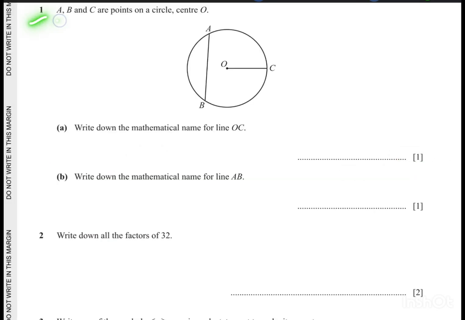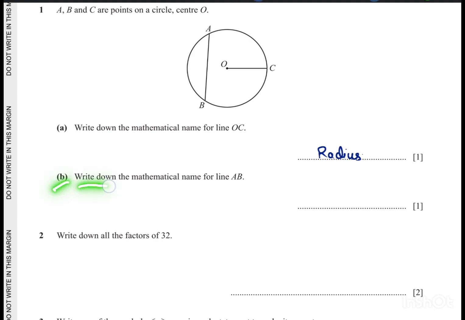Question number 1. A, B and C are points on a circle center O. A, B, C are on this circle. Question 1A: write down the mathematical name for line OC. So what is this line? The line joining the center and a point on the circle is called radius. So this is radius.